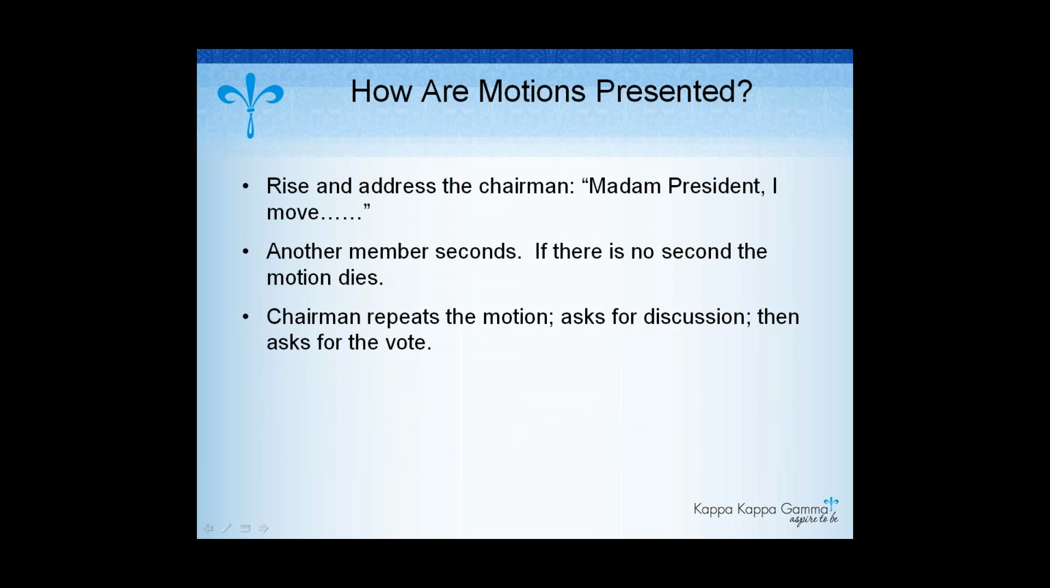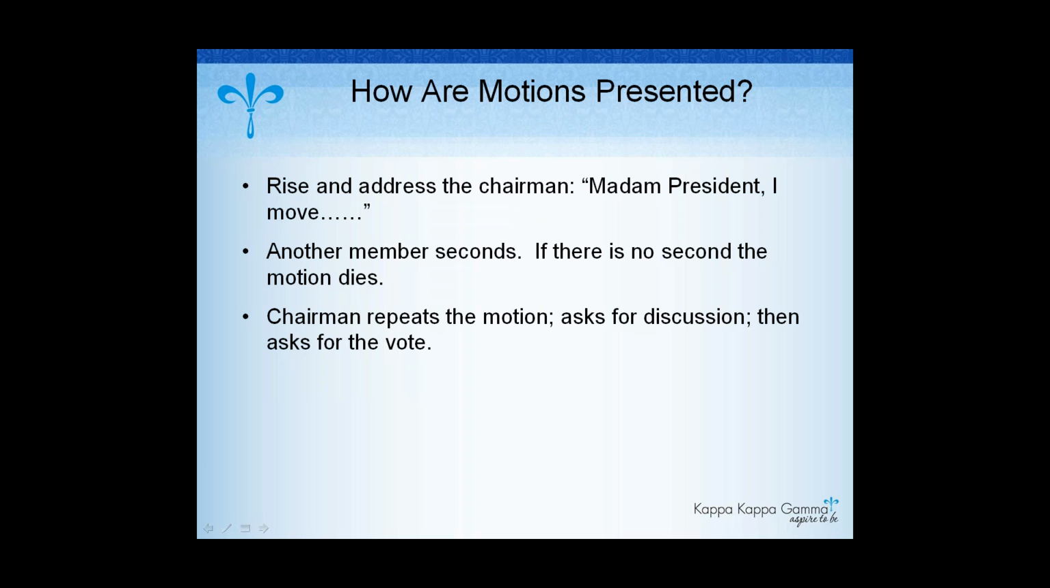So how are motions presented? When a motion is presented, a member would stand up and say, Madam President, I move that we have 2 philanthropies this semester. Another member would second it. If there is no second to a motion, the motion dies. So many times people will just second so that there's discussion. But other times if people are all against it and they understand parliamentary procedure, if someone brings up a motion to be voted on and no one agrees with it, if there is no second, the motion goes away.